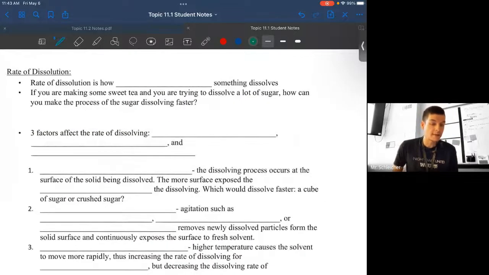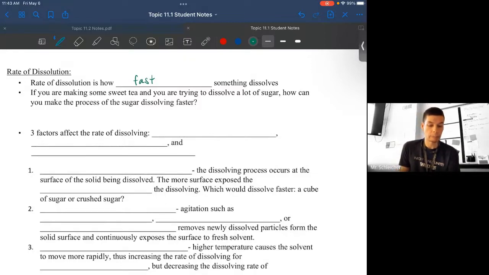Okay, our final topic with solutions is called rate of dissolution. So rate of dissolution is just a fancy thing for saying how fast something dissolves. How fast or how quickly something dissolves. So for example, if we're making some sweet tea and we're trying to dissolve a lot of sugar, how can we make the process of dissolving sugar faster?